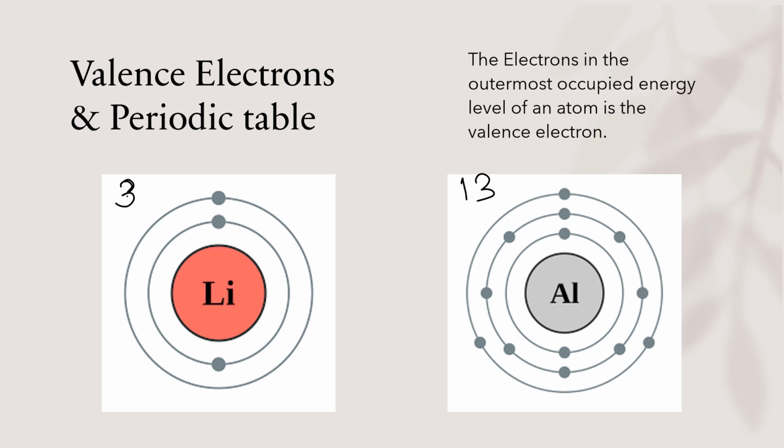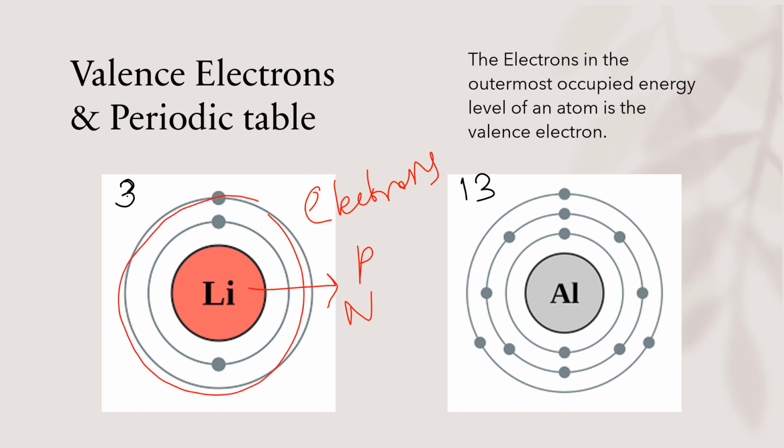The nucleus contains protons and neutrons, and these are the outermost energy levels or the shells which contain the electrons. Now in lithium, the outermost energy level, which is this, contains only one electron. So the valence electron of lithium is 1.